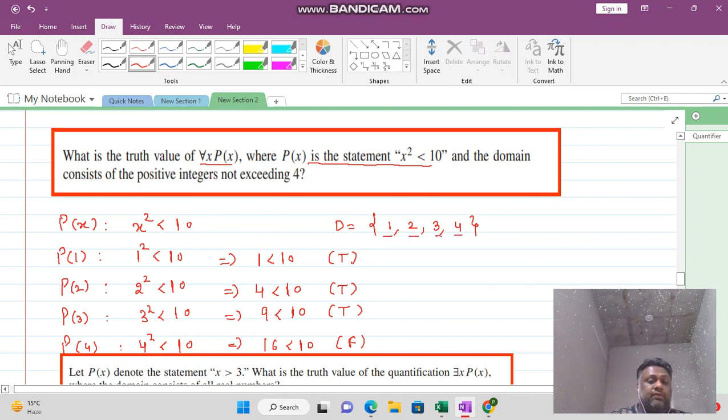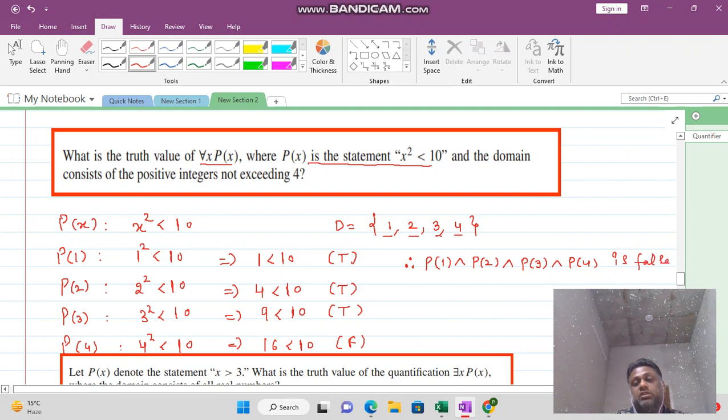Now if I find P(1), I find that 1 is less than 10, so this is true. For P(2) I get that 4 is less than 10, this is also true. For P(3) I get that 9 is less than 10, this is also true. For P(4) I get that 16 is less than 10, which is false. Okay, so therefore P(1) conjunction P(2) conjunction P(3) conjunction P(4) is false.